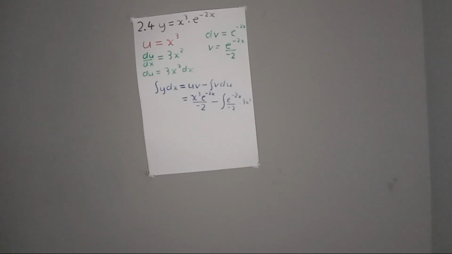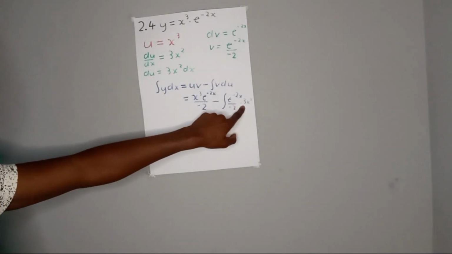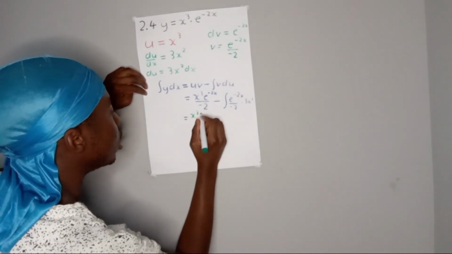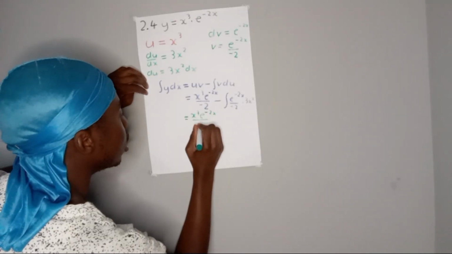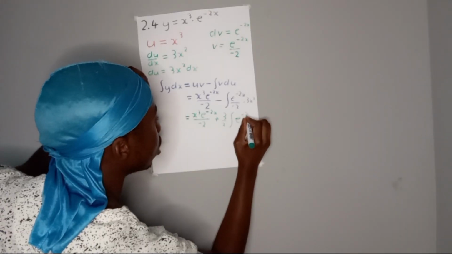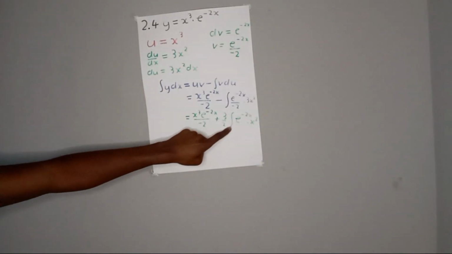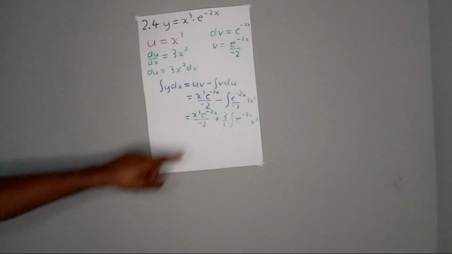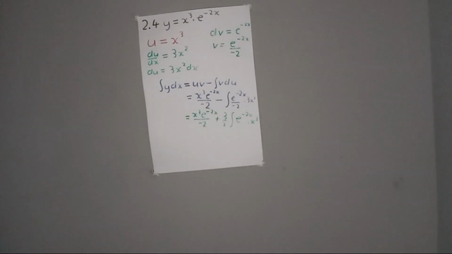And now our next step is going to be to take out this 3 over 2, and that's going to leave us with 3 over 2 and those two terms. Now, what we need to do is apply integration by parts again. Let's do it.